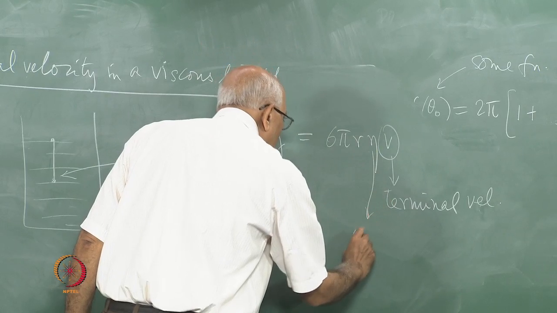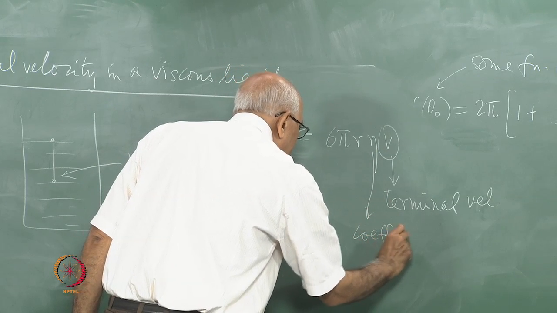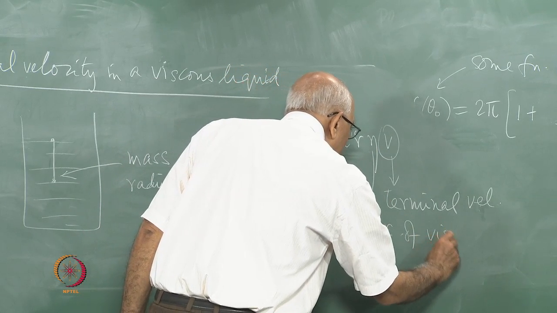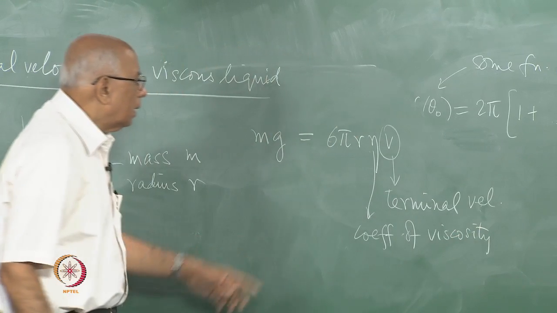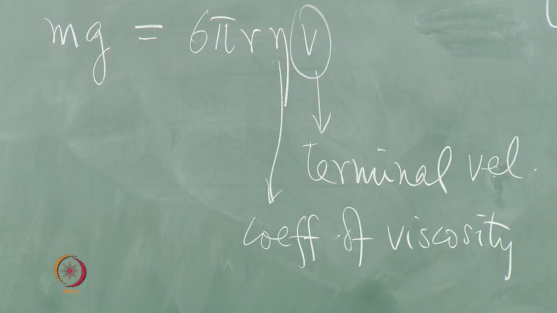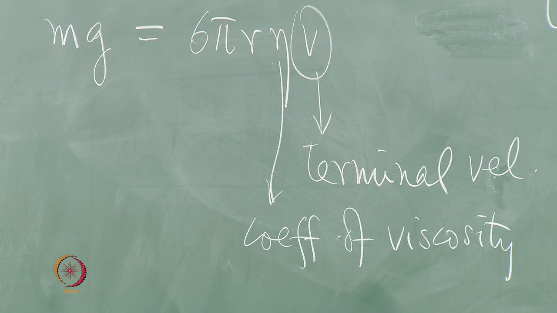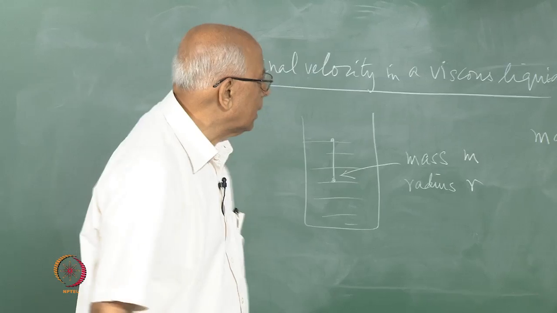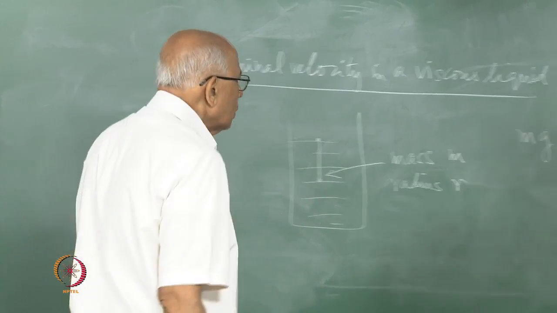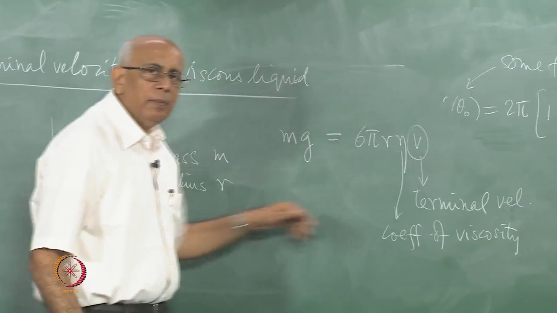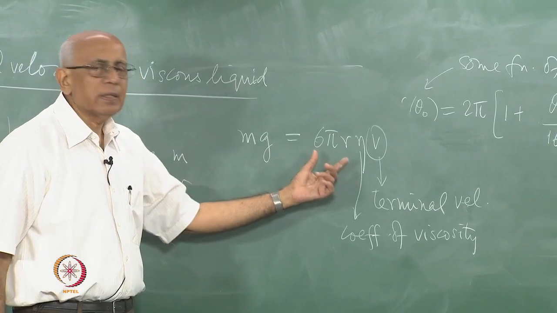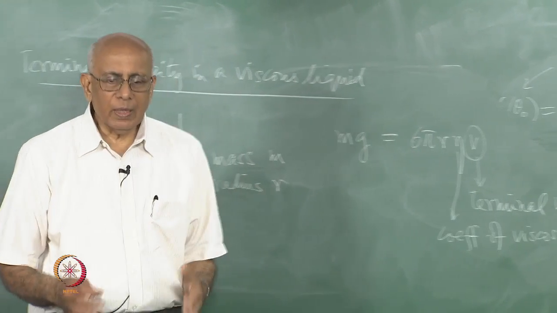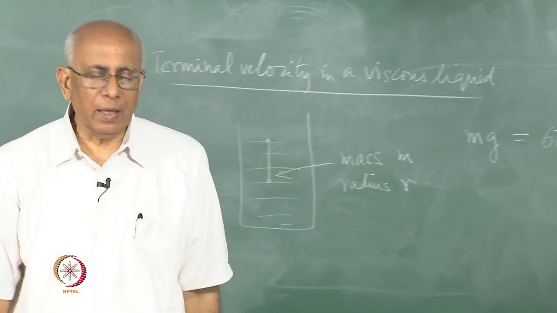Eta here is called the coefficient of viscosity of the liquid. r is the radius of this ball, and 6 pi, as you know, is a pure number. Okay. The question is, where did this come from? So the terminal velocity, the limiting velocity of this ball is mg divided by 6 pi r eta, and we would like to derive this from dimensional analysis.